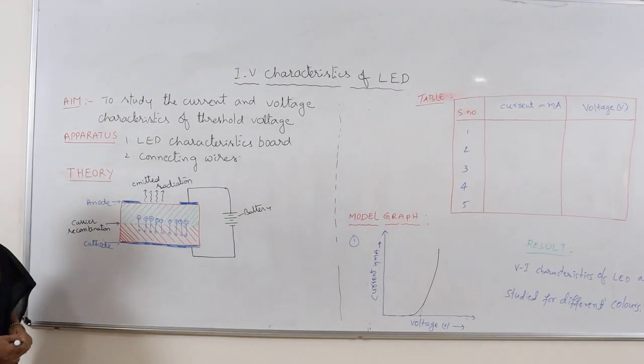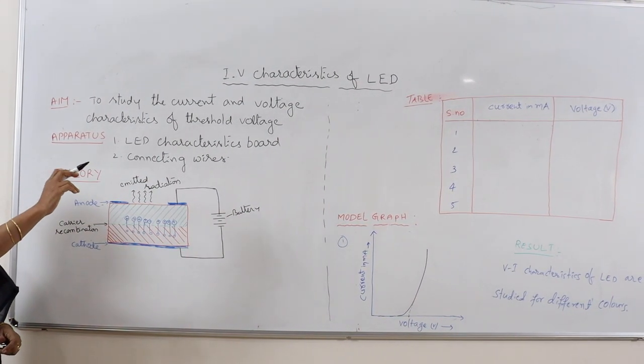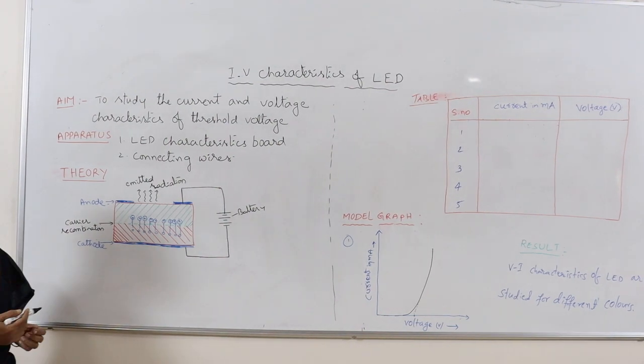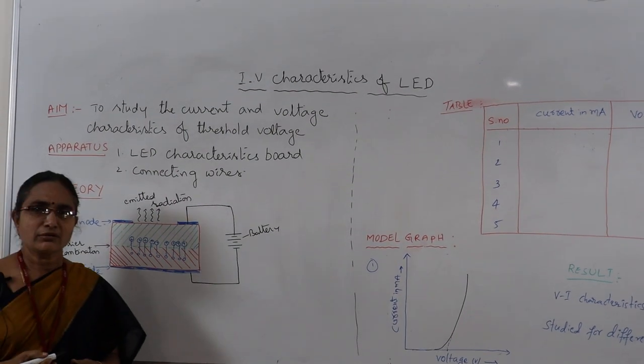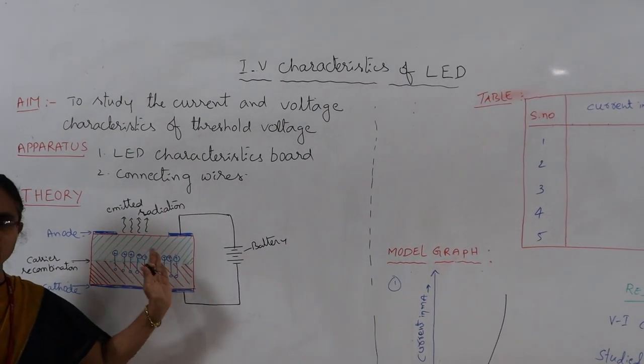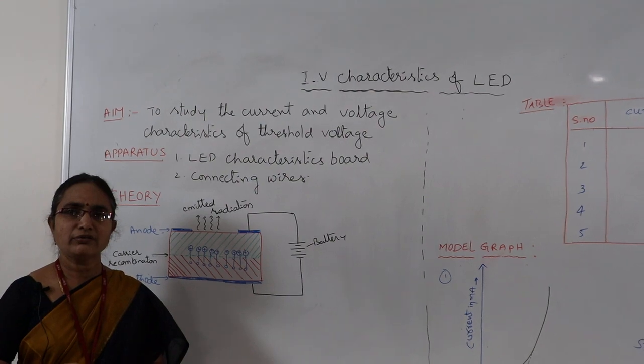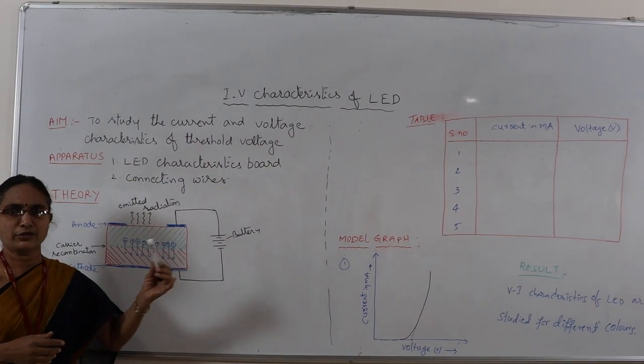Today we will study the IV characteristics of LED. IV means current voltage characteristics. We will allow current to pass through the LED and we will see how the voltage changes according to it.